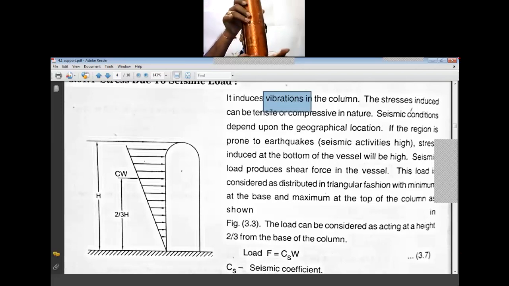Now the vibrations are happening in this, so from one side it is compressive and from the other side it is tensile. So on one side the vibrations are compressive and on the other side it's tensile in nature. So that depends again on which side I am going to take the stresses.